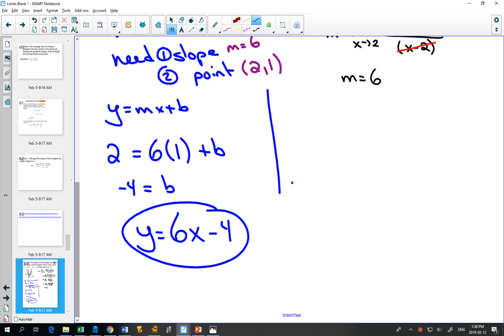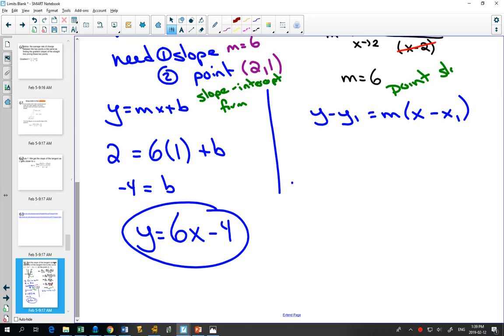Do you remember any other forms of the equation of the line? Y subtract y1 equals m times x subtract x1. Okay, this is slope-intercept. This is called the slope-intercept form because it has a slope and an intercept, the y-intercept. This one is called the point-slope form.